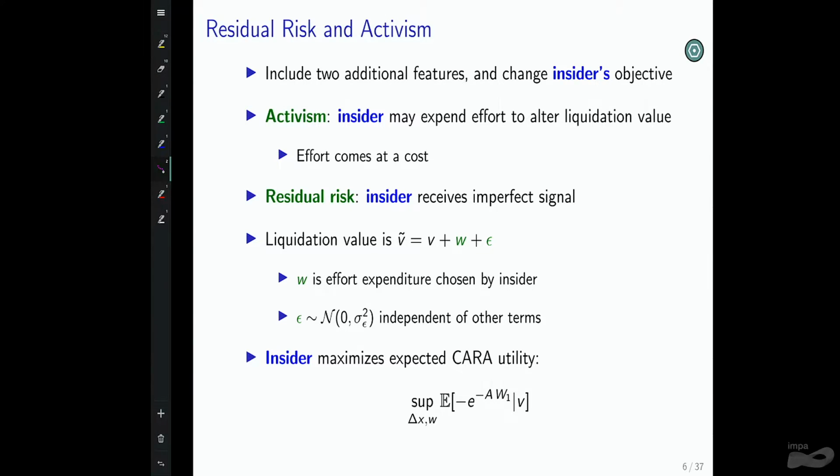So think about an agent or a firm that has an extremely large position in a company to where they can actually dictate management of the company. Okay?